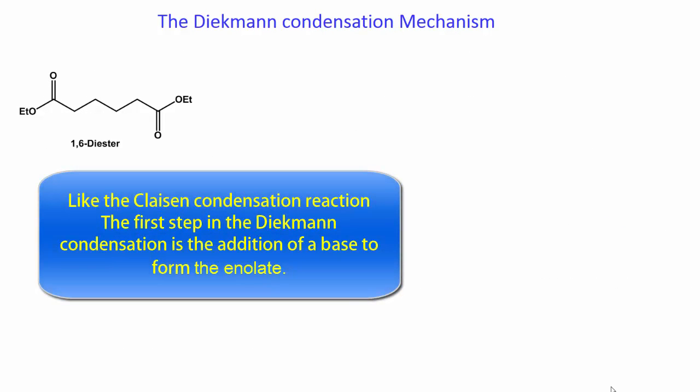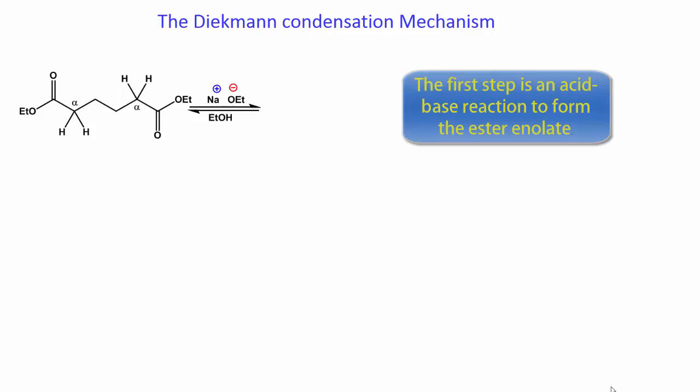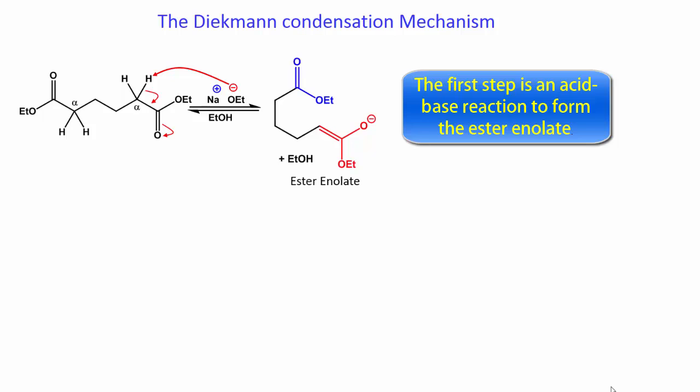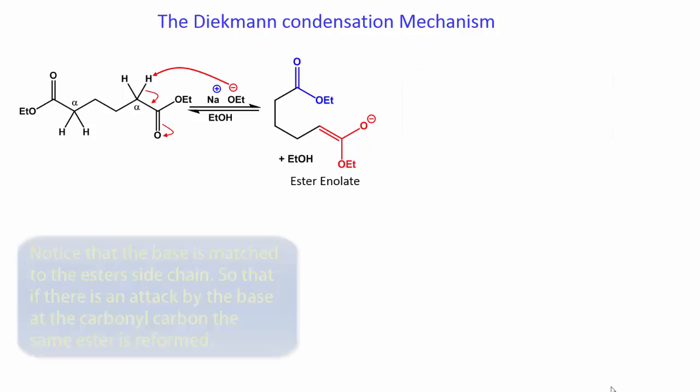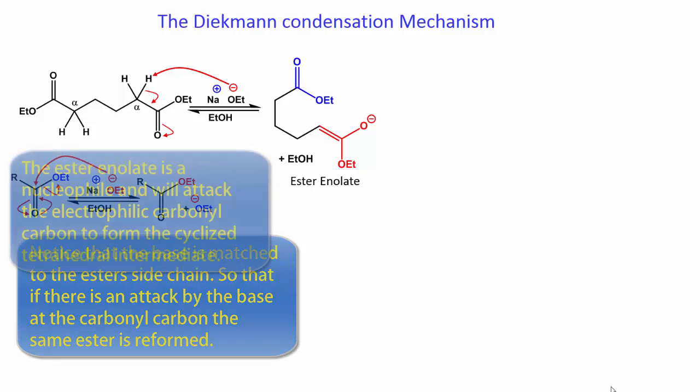Like the Claisen condensation reaction, the first step in the Dieckmann condensation is the addition of a base to form the enolate. Notice that there are 2 carbons in the 1,6 diester that have alpha hydrogens. Since the molecule is symmetrical, it does not matter from which carbon the hydrogen is removed. The first step is an acid-base reaction to form the ester enolate. Notice that the base is matched to the ester side chain, so that if there is an attack by the base at the carbonyl carbon, the same ester is reformed.